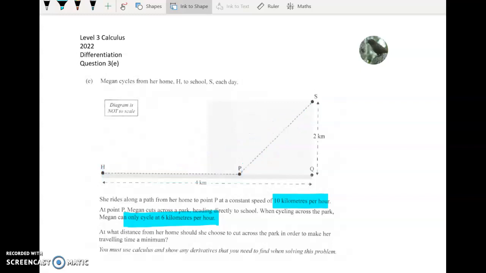What we want to do here is to make her travel time a minimum, and that's the key to doing well in this problem: we have to set up some kind of expression for the travel time.